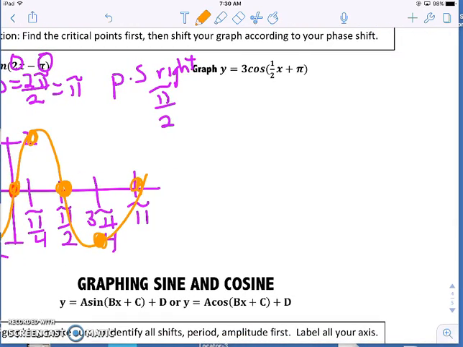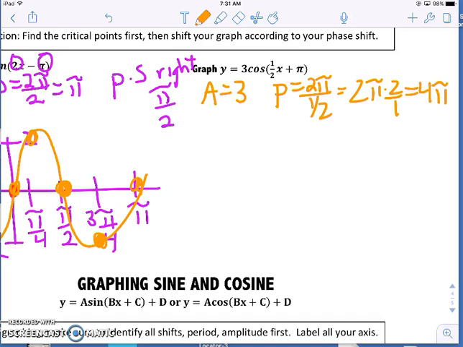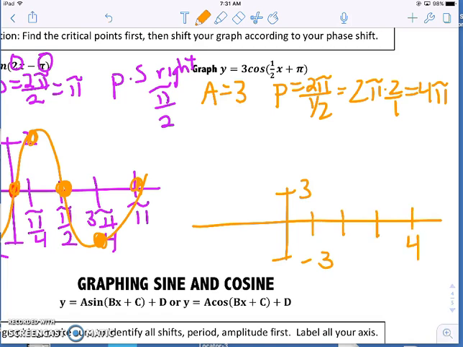And this last one, let's see. A equals 3. Period 2 pi divided by 1/2. So 2 pi times 2 over 1, which is 4 pi. So if we were to get ready to graph this, we got 3 and negative 3, 2, 3, 4, 4 pi. So we're counting by pi.